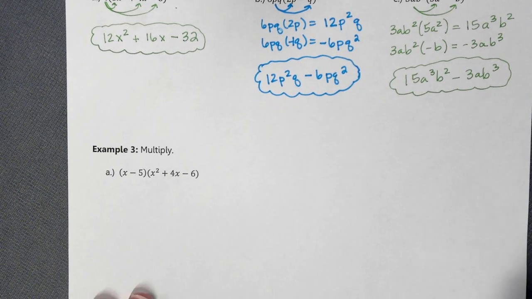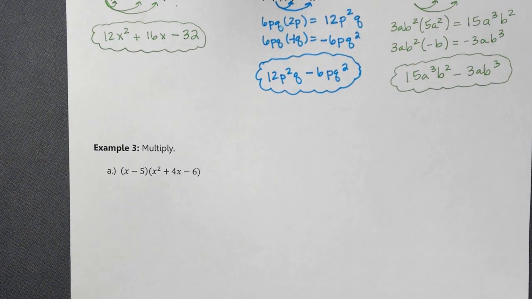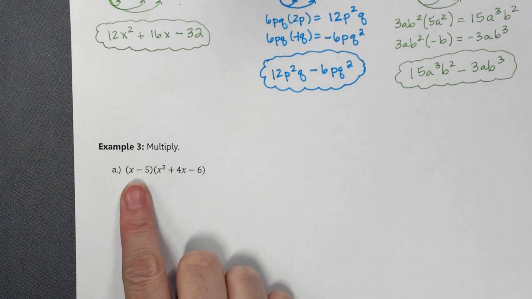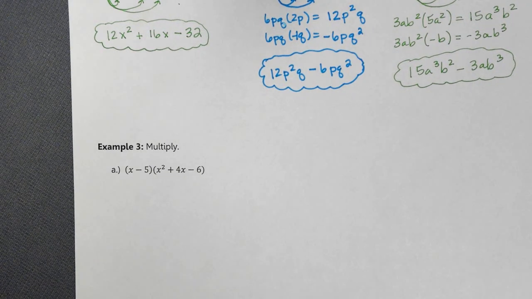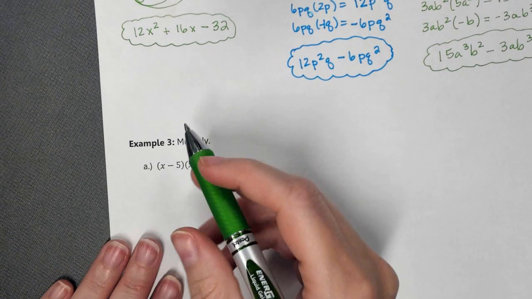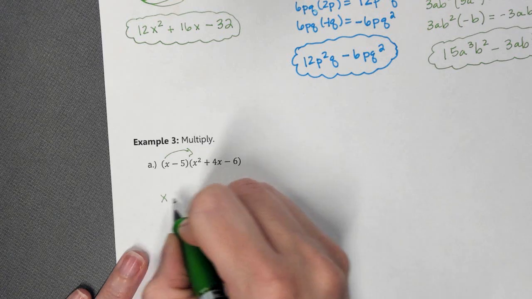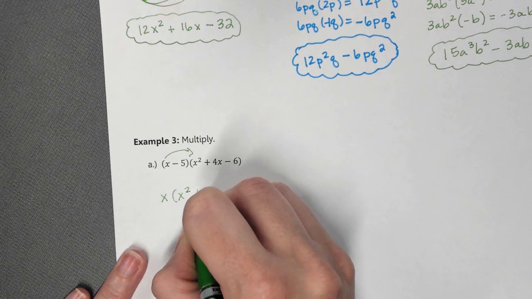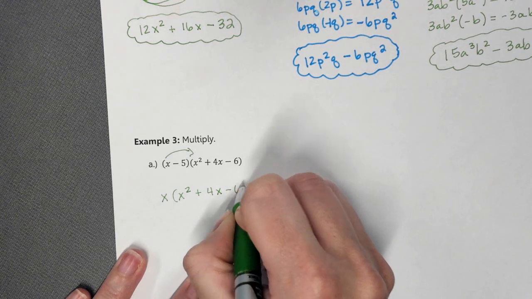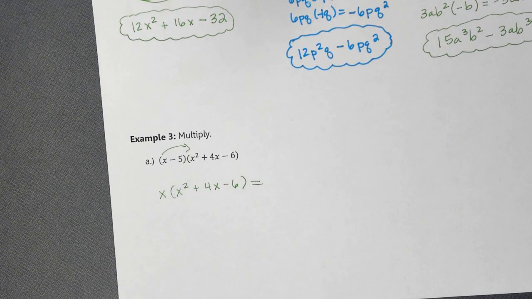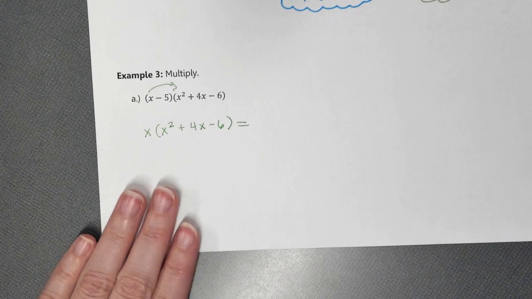All right, then the last thing we're going to do is multiply a binomial by a trinomial. When you multiply a binomial by a trinomial, we're going to do something similar to what we did before. So you actually have to distribute twice. You have to distribute x to everything. So when you do that, you're multiplying x by x squared, 4x, and negative 6. So that's what we're going to do first.